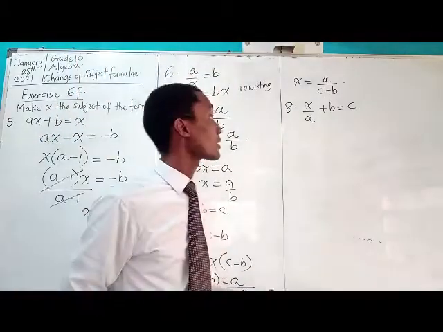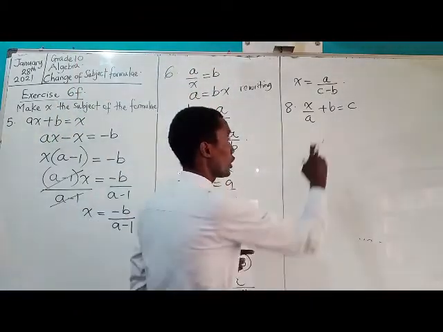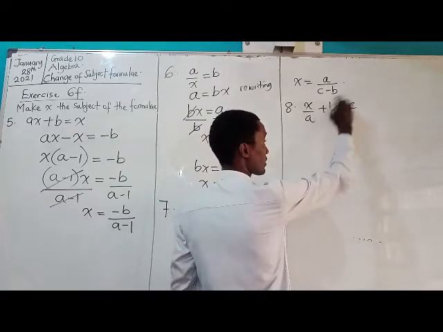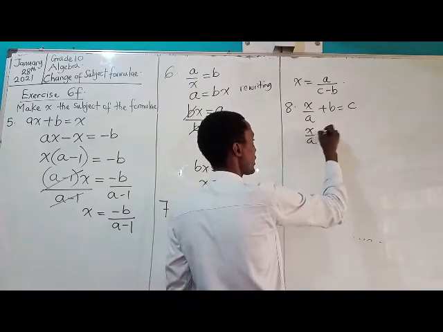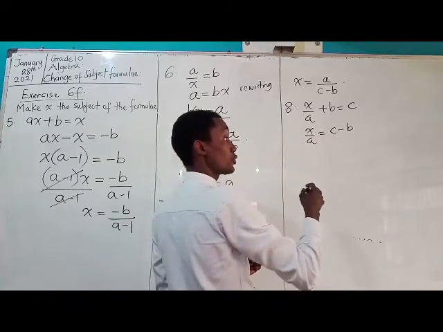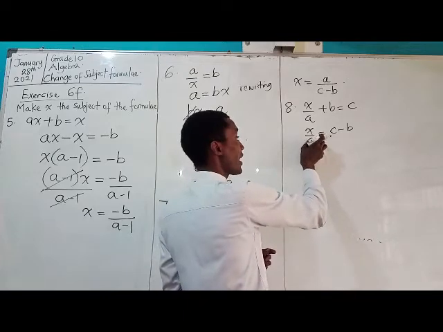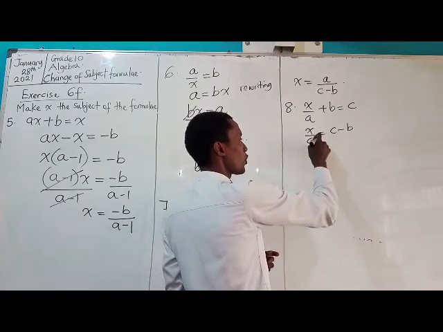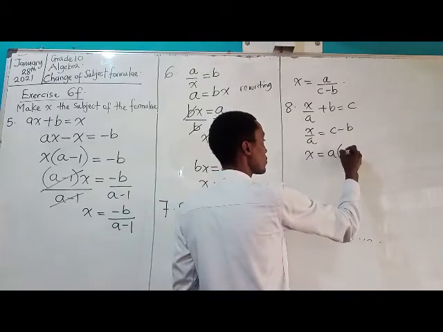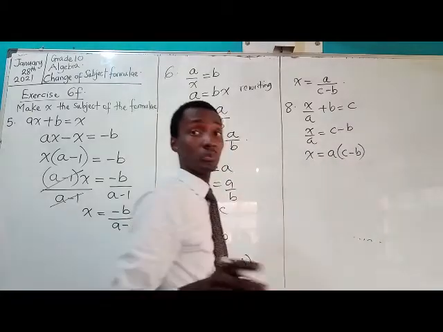Alright, let's look at that. In this setup, you need to add the additive inverse. So this will be X over A equal to what? C minus what? B. What's the next thing you do? You multiply the reciprocal of 1 over A with your right hand side. So X will now be A into C minus B. And that's all.